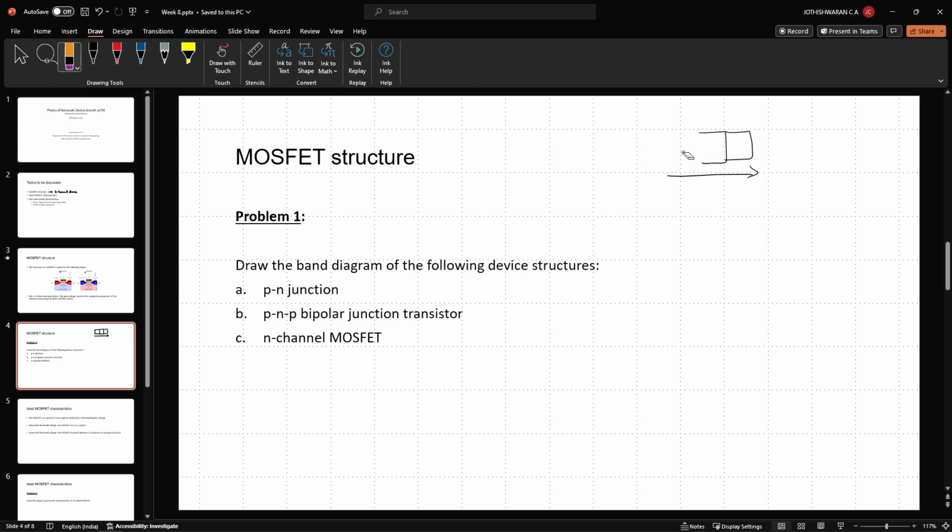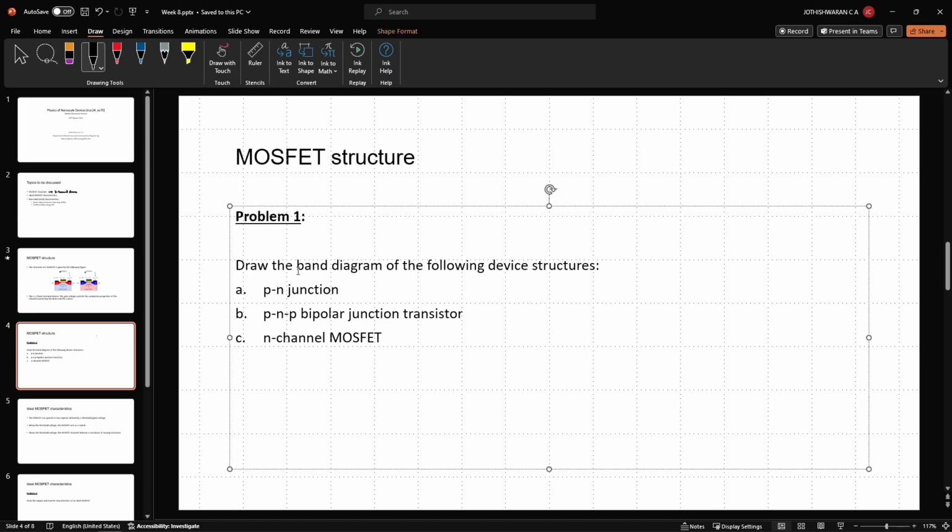So I'll also add that statement here. This is not just the band diagram, this is the equilibrium band diagram. That is an important thing to mention here, because if the system is not in equilibrium, then technically speaking, any kind of band structure one can argue is possible. So we shall look at the equilibrium band diagrams for the following device structures.